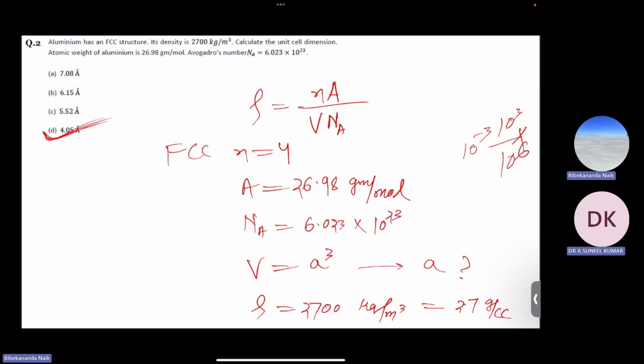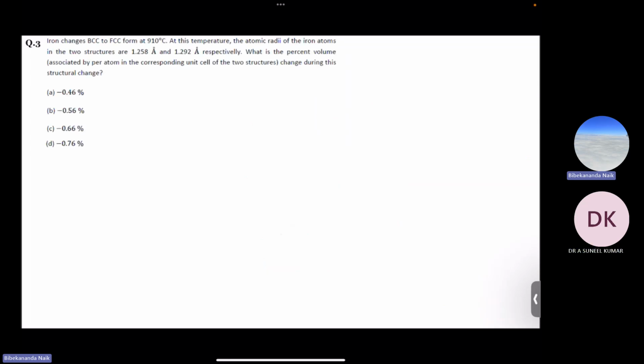I understood, sir. Actually, I found out the V value, and after that I have to calculate A. Yes. Since it is a cubic structure, the volume of the cube is A cube, so you need to find out A, because the question says calculate the unit cell dimension. Unit cell dimension means the side of the cube. So we will calculate the value of A. Okay, we will move to the next question.